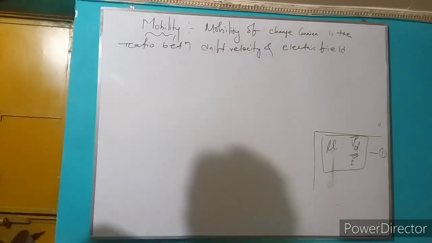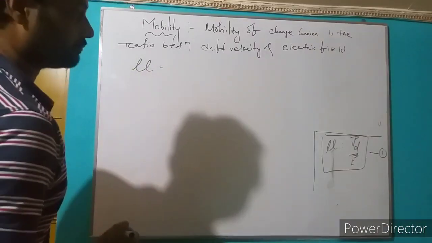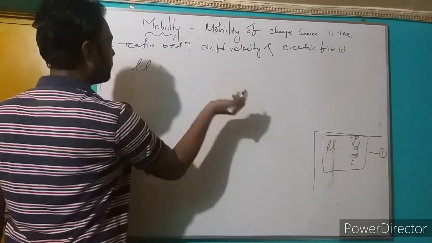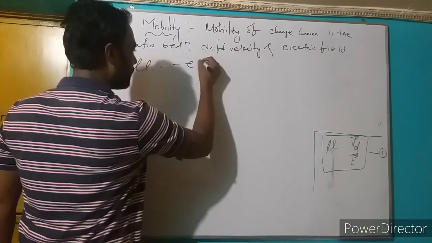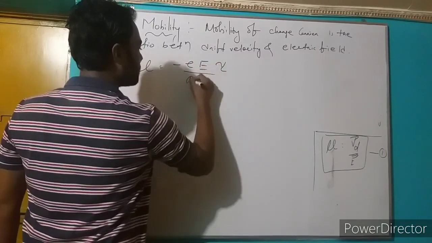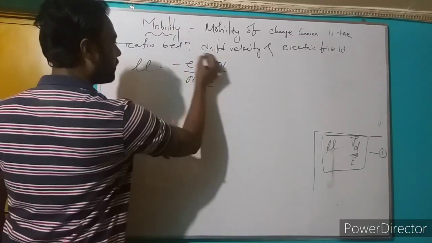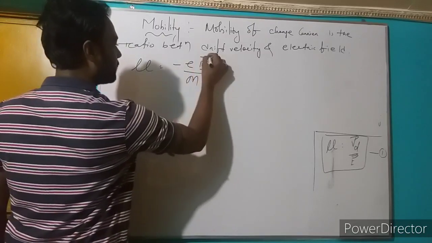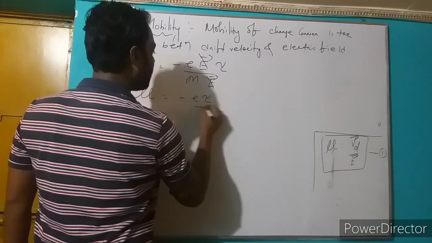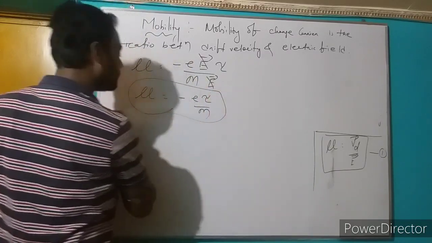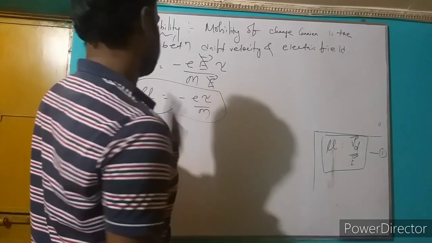Clear? So here mu equal to drift velocity, that means minus E tau by m, and the electric field is also here. So this is the definition of drift velocity per unit electric field. So the electric field cancels out. So mu equal to minus E tau by m. In another way, you can define that mobility. This is the representation.